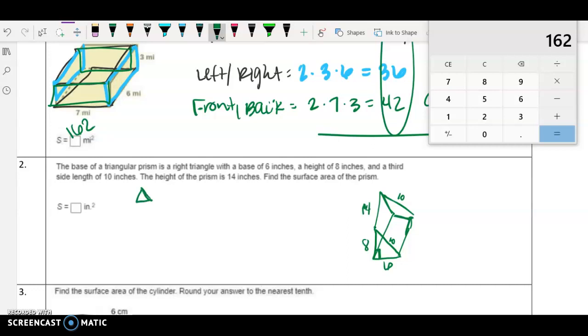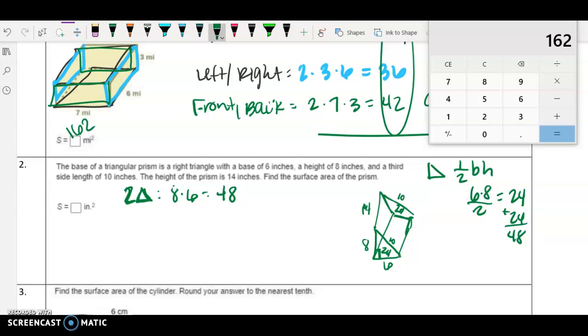So first we need to find the surface area of the triangles. And we have 2 triangles, so we don't have to divide by 2. We're just going to do 8 times 6, which is 48. And remember, because a triangle is 1/2 the base times the height, that would have been half of 6 times 8, which would have been 24, but the top is 24 and the bottom is 24. So 24 plus 24 is 48. That's where I got that over there.